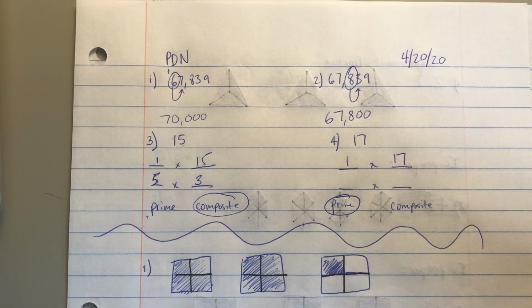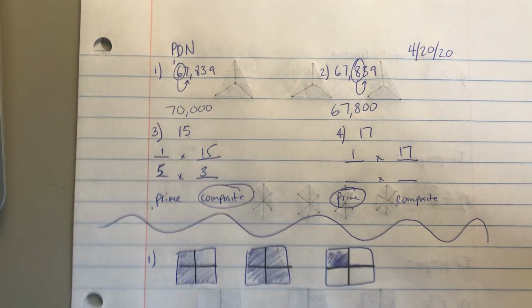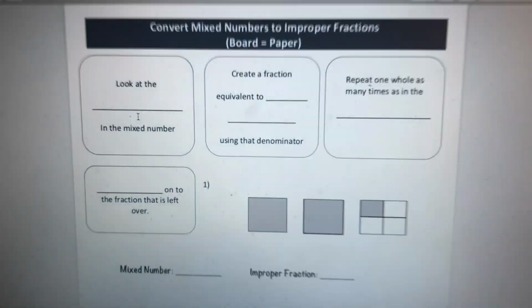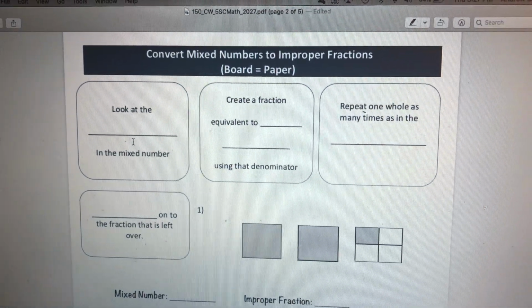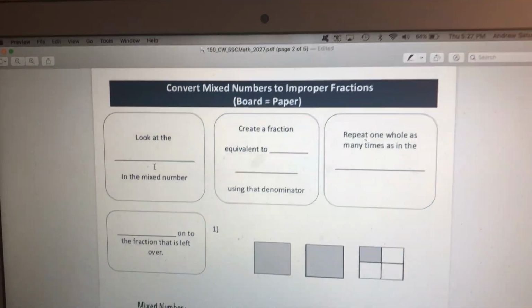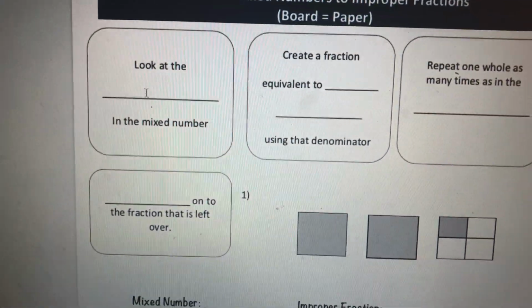Today, what we're going to be working on is we're going to build up from last week. We're going to continue to talk about fractions that are greater than one whole by talking about converting a mixed number to an improper fraction. Here's how we do it.